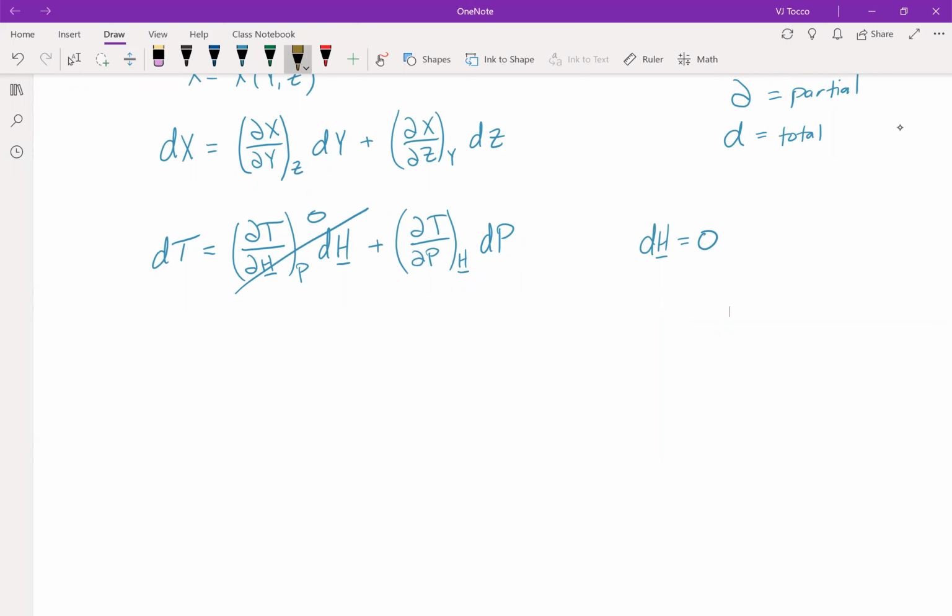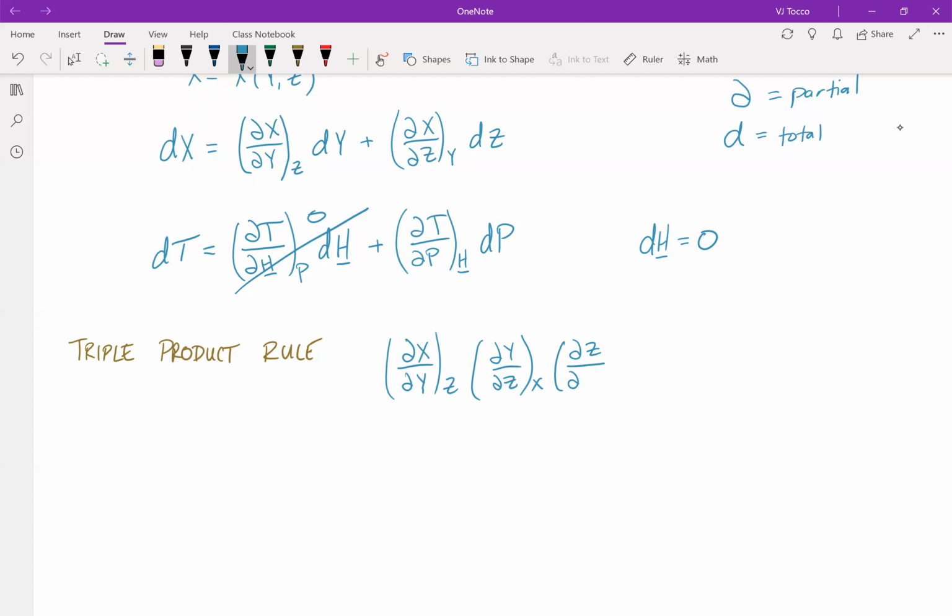All right, so another calculus property that I want to introduce now is the triple product rule. Or maybe review now, maybe you know this already. The triple product rule. And I'm going to use the same notation where I say X, Y, and Z. So the triple product rule says partial X with respect to Y at constant Z times the partial of Y with respect to Z at constant X times partial Z with respect to X at constant Y is equal to -1.